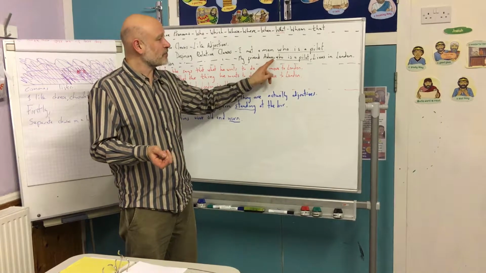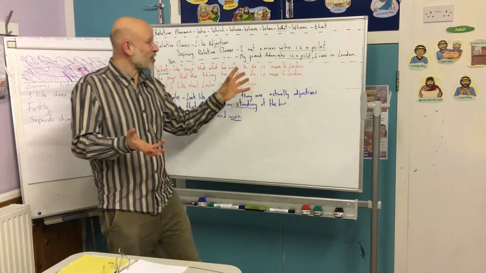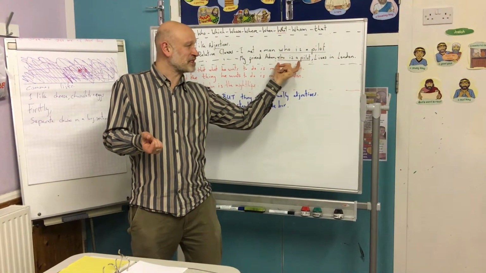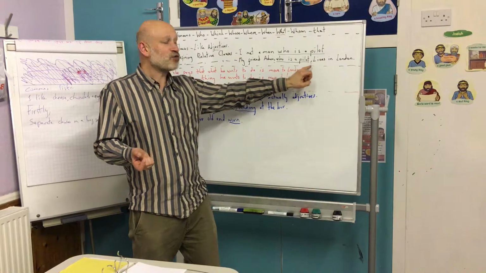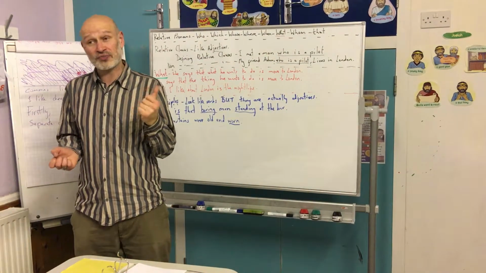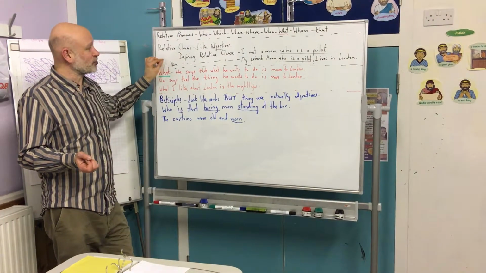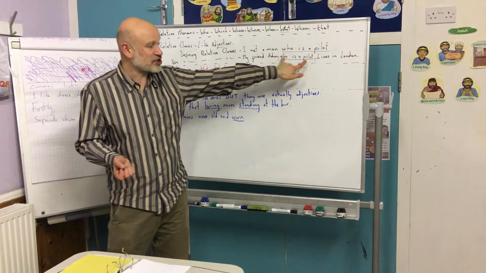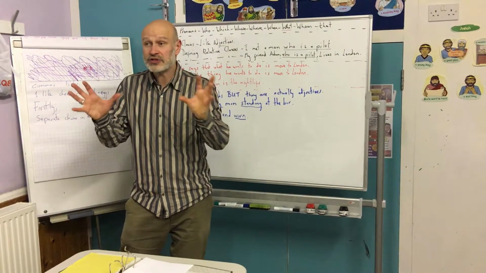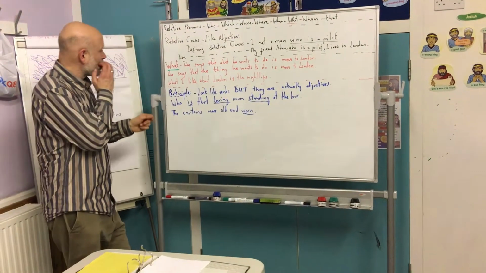My friend Adam, comma, who is a pilot, comma, lives in London. We're trying to tell you that my friend Adam lives in London, but I've added this extra piece of information and I've enclosed it in commas to show that it's an additional piece of information that we don't need, and this is where you have something called a non-defining relative clause, an additional piece of information that you could easily take out and it won't affect the context of the sentence.